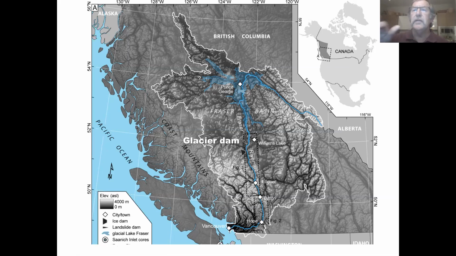We think that this glacier dam was breached by continued downwasting and retreat of glaciers flowing eastward across the interior plateau from the coast mountains. Eventually that dam weakened to the point that it failed catastrophically. Sounds very much like a Glacial Lake Missoula story, and it is. You know, it's an ice-dammed lake that failed catastrophically.